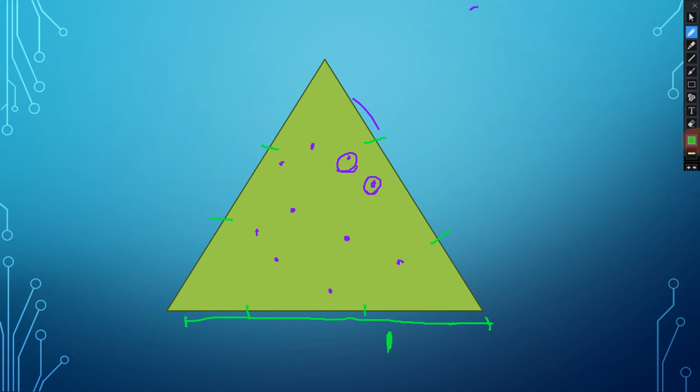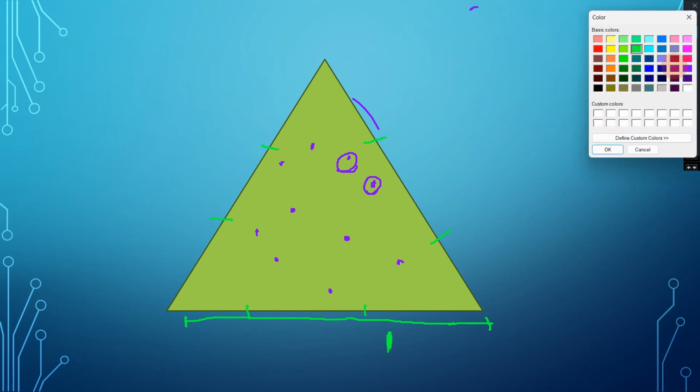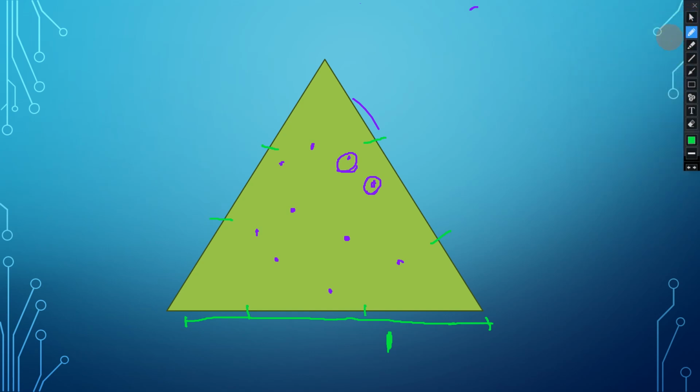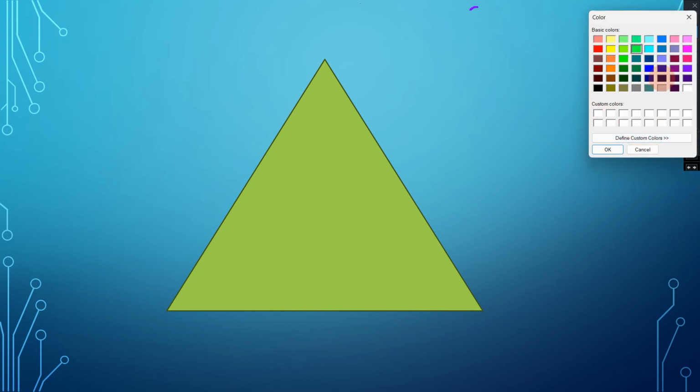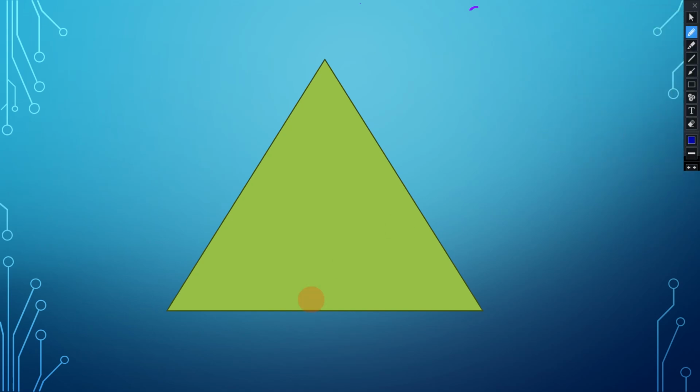So I will use a different color. This is not very visible. So we'll use blue. Erase everything before. Now we will change the color to blue. Okay. So we will divide this length into 3 equal parts, all the sides. Then this distance would be 1 by 3, right?